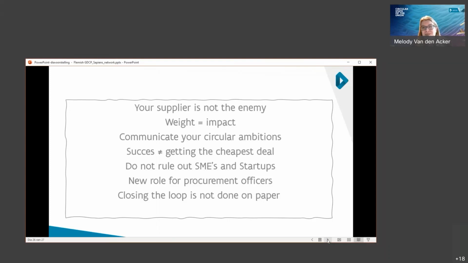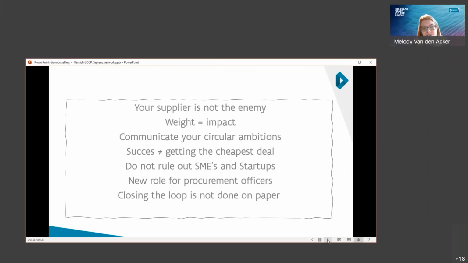Then something that has been mentioned a couple of times now: it's important to communicate your circular ambition. So this circular ambition chart could be a means to do it. There are various other ways, but it's fairly easy to put a clause in your tender or have this in the market dialogue to state, okay, this is important for our organization, this suits our strategy, this suits our mission, this is what we're focusing on. Make it clear, because otherwise they won't know.